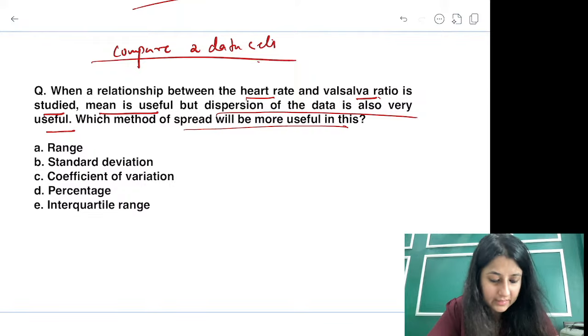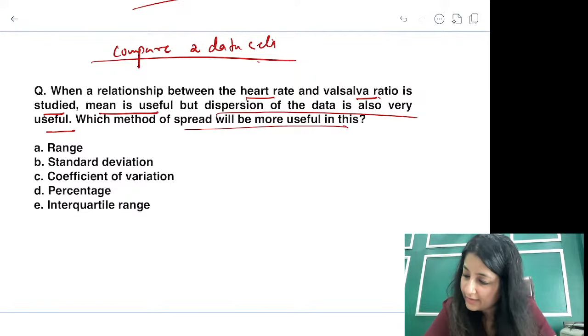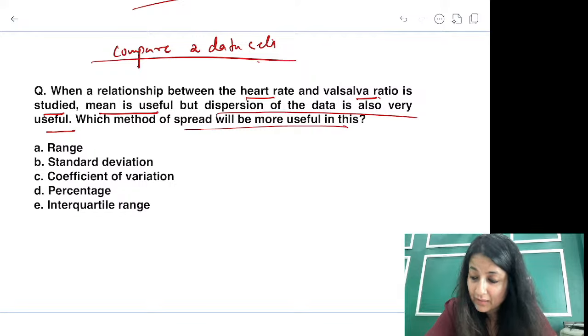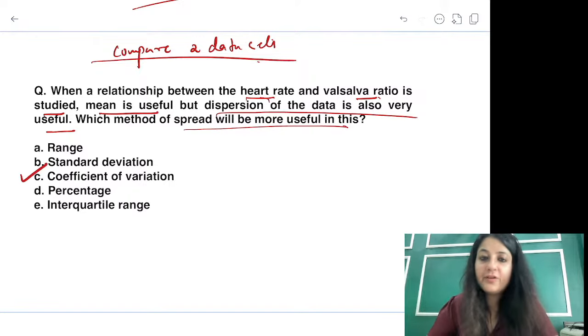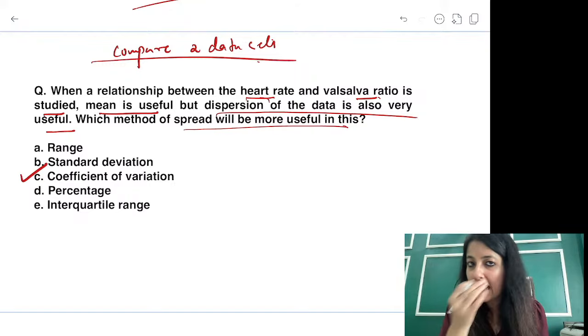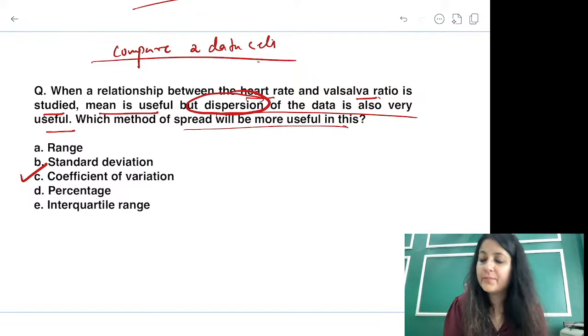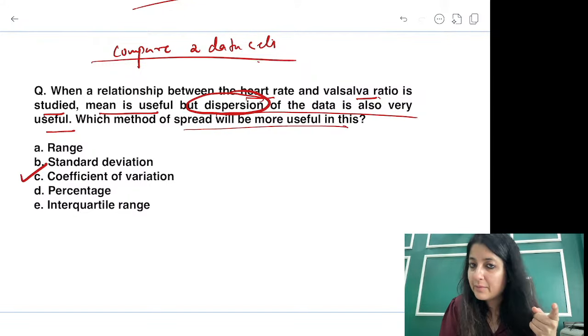Anybody? Okay, रोहित का आंसर आया है और किसका आया है? बास्केटबॉल का आया है. Most of you are writing C. What is it? Coefficient of variation. Very good. See, first of all, don't get confused. I wanted to know dispersion.